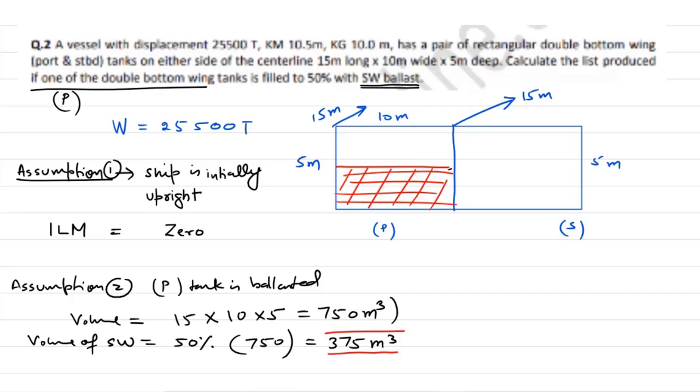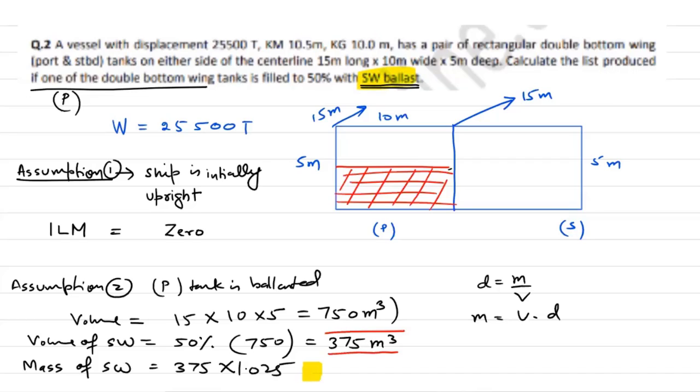What will be the weight? Again, it is going to test your density is equal to mass by volume. So the mass is density into volume. The mass is 375 multiplied by 1.025. Why? Because seawater, or salt water. So 384.375.